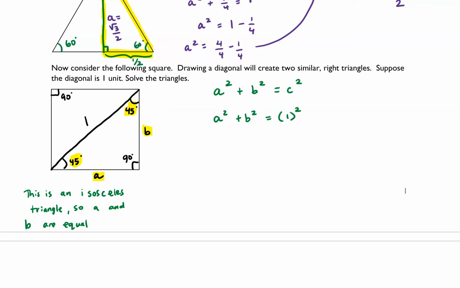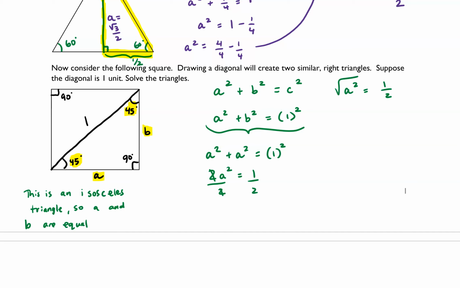So if A and B are equal, then I can make a substitution in my equation here and say that a squared plus a squared is equal to 1 squared. And so if I combine like terms now, we get 2a squared is equal to 1. Then I can divide both sides by 2. And so we get a squared is equal to 1/2. And now I'm going to take the square root of both sides.